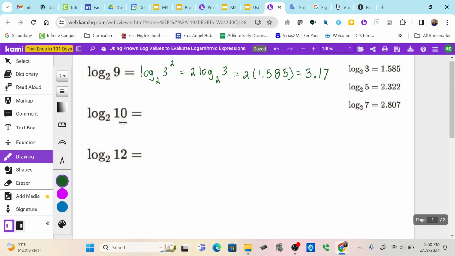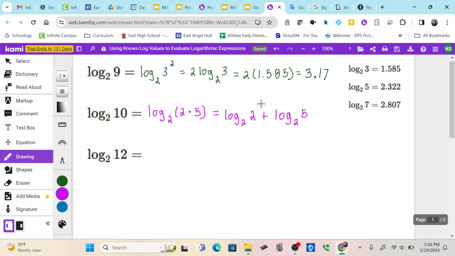So let's think about 10. The values I have to choose from are 3, 5, and 7. I can write log base 2 of 10 as log base 2 of 2 times 5. I can use my product rule of logarithms to write this as log base 2 of 2 plus log base 2 of 5.